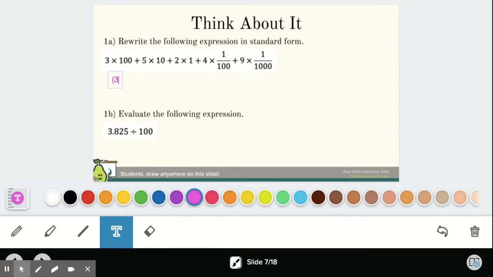So 3 times 100 is 300. 5 times 10 is 50. 2 times 1 is 2. Just remember to bring your plus sign down. I also like to organize this in parentheses.